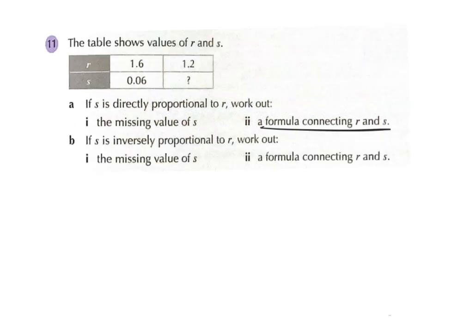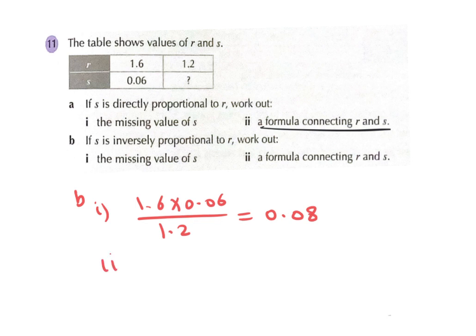For B, if S is inversely proportional to R, work out the missing value. If inversely proportional, so line multiply. So how to find the missing value? 1.6 times 0.06 divide 1.2 equals 0.08.